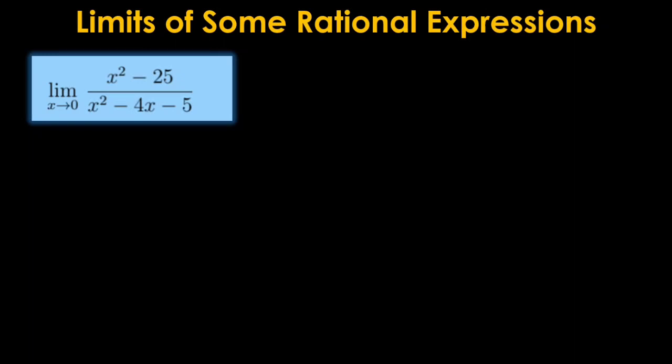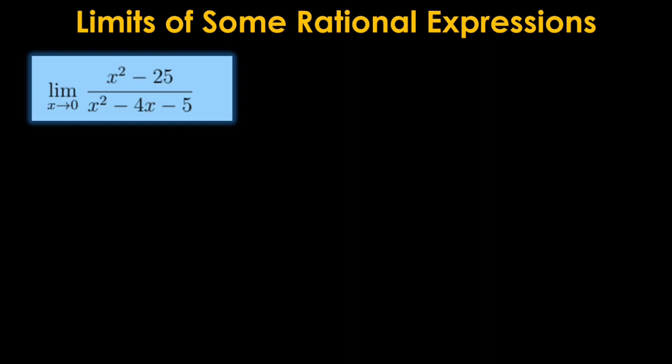Let's find limits of some rational expressions in this video. So if we have a limit of rational expressions like this, the first thing you check is the denominator, if it becomes 0 or not, the moment we plug in our limits here. In this case, our x approaches 0. When x is 0, let's check it out.